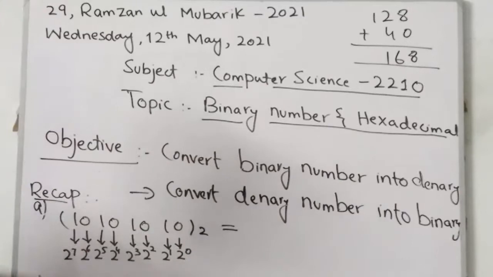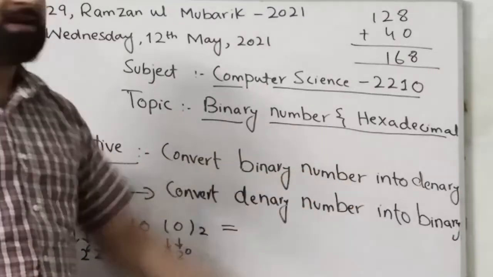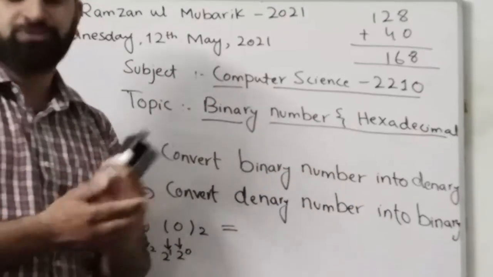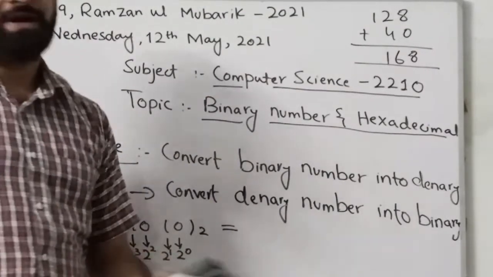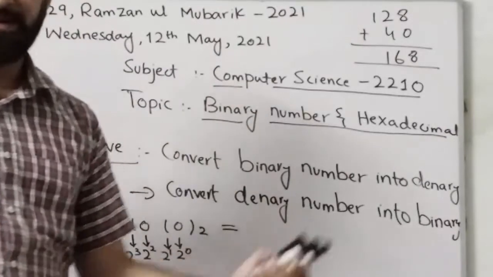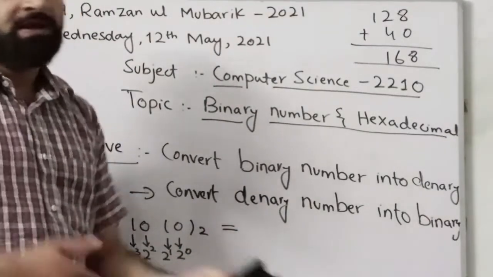Yesterday we discussed how to convert binary numbers into denary, what the uses of binary numbers are, and why we need binary numbers. We need binary numbers because the computer only understands binary language. That's why we need to convert into binary numbers.